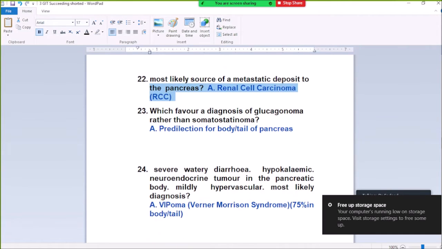Question 23. Which favors the diagnosis of glucagonoma rather than somatostatinoma? Predilection for body or tail of pancreas. Glucagonoma is seen in the body and tail of the pancreas, and somatostatinoma is seen in the head of the pancreas.